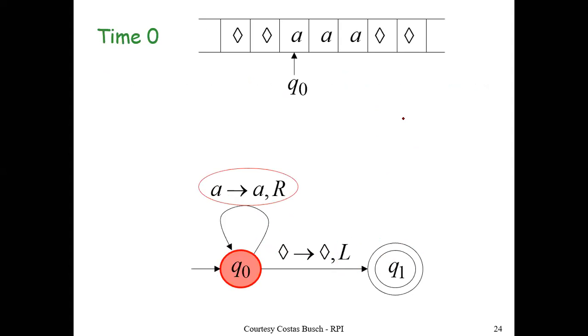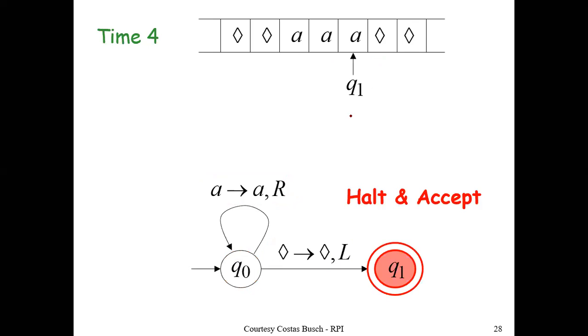But if you change the direction here, say there are three A's. Read A, write A, move right. Read A, write A, move right. Read A, write A, move right. And at the final state, read diamond, write diamond, move left. Then the machine halts, but it halts in the final state, which means the machine is okay.